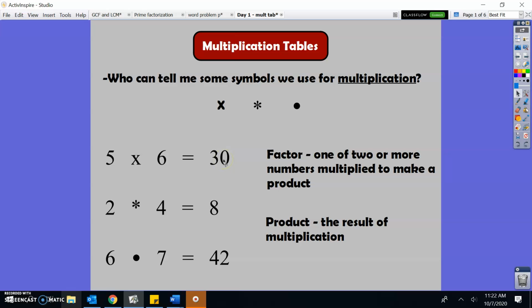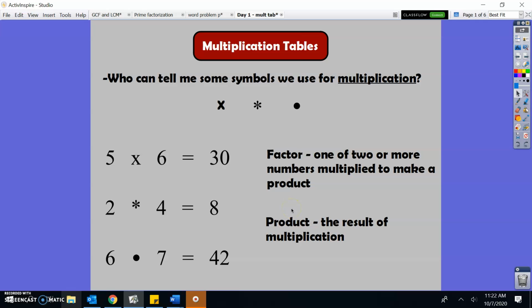Another factor of 8 would be 4 times 2. They're both factors because they can be multiplied together to create 8, and they can both be divided equally into 8. And the last example is the number 42. Two factors of 42 would be 7 and 6 because both numbers can be divided into 42 and multiplied together equals 42. Product is just a word that we use when we're talking about the answer of a multiplication problem.